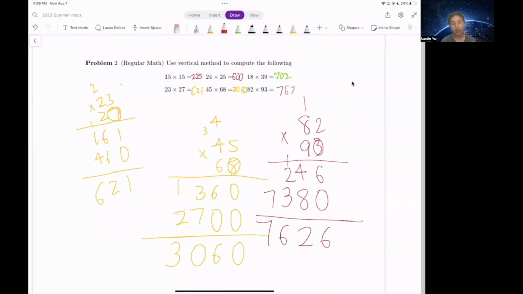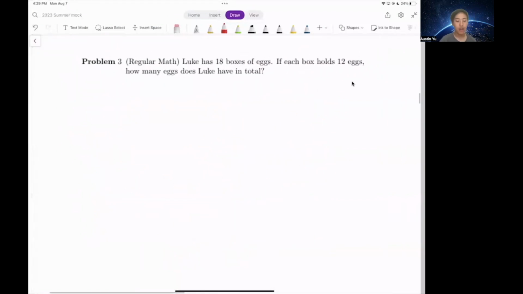So 7,626. And that is our answer. Problem 3. Luke has 18 boxes of eggs. If each box holds 12 eggs, how many eggs does Luke have in total?